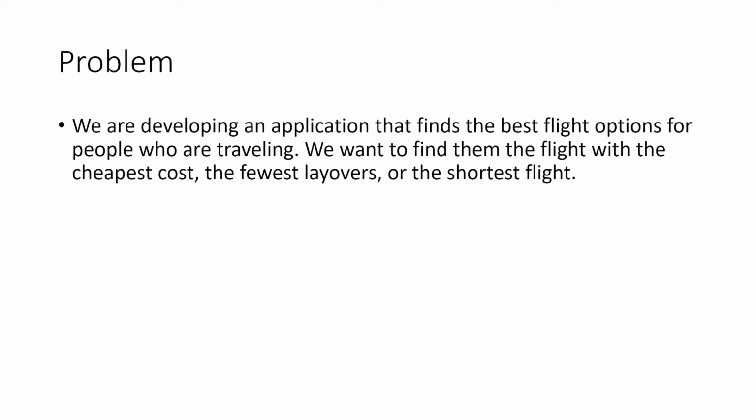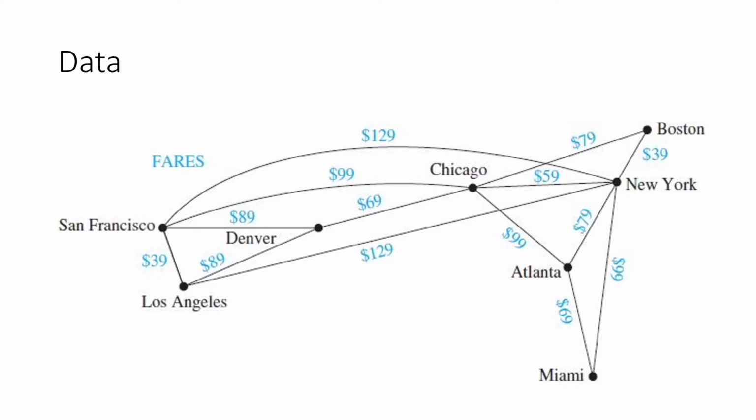So the problem that we are given is that we are developing an application that finds the best flight for people that are traveling. We want to find them the flight that has either the cheapest cost, the fewest layovers, or the shortest flight. This is the data that we are given. We are given a graph, and along each edge there's a weight, which is the cost of the flight.